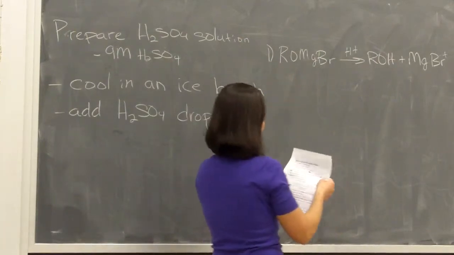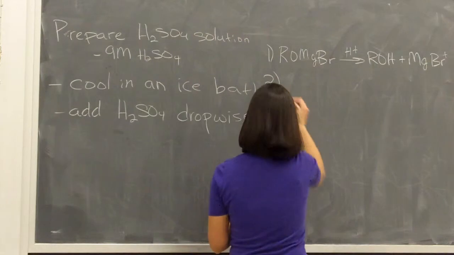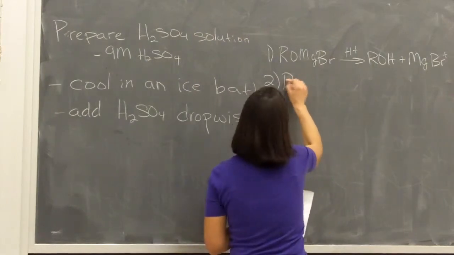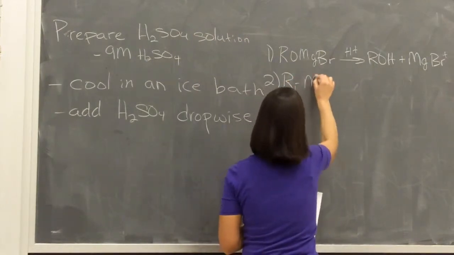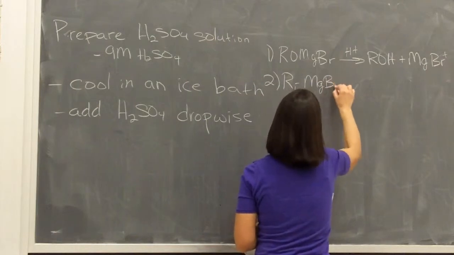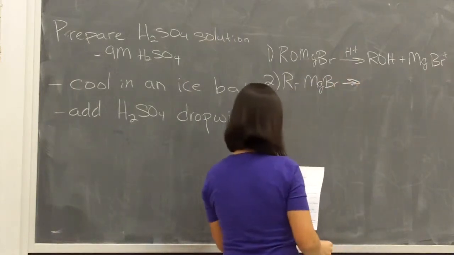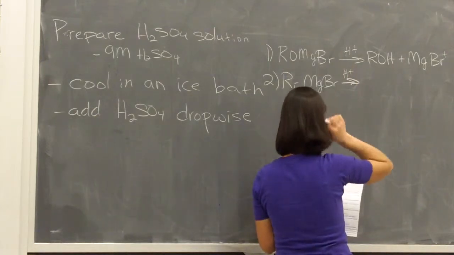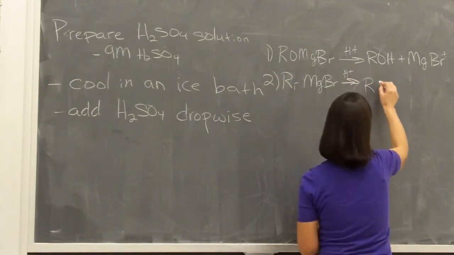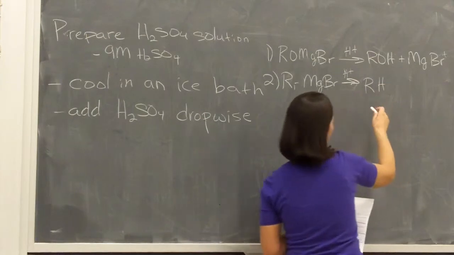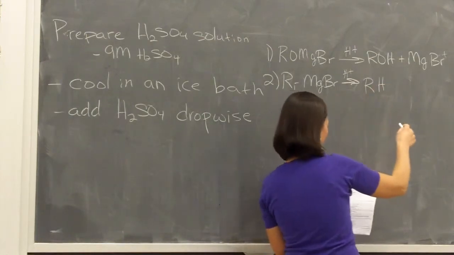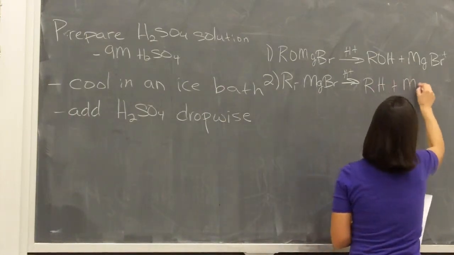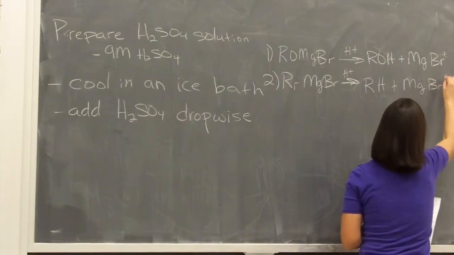So first thing we want to have happen. If we have any Grignard reagent that has not been used up, if you add H plus to that, we are going to kill our Grignard reagent and form the corresponding alkane. And then MgBr plus.